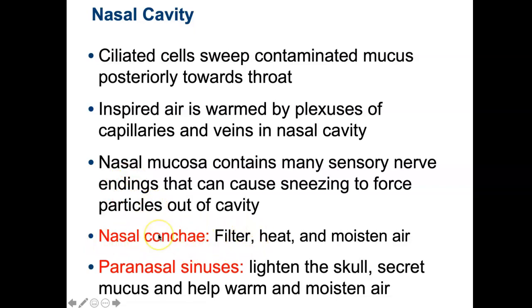The nasal conchae, those are the bones. If you remember your superior, middle, and inferior nasal conchae bones from the skeletal chapter, those are there for a reason. Those bumps in your nose are there to filter and heat and moisten the air before it hits your trachea and your lungs. We're not going to talk too much about the sinuses, but they're there to lighten the skull. If your sinuses were filled with bone, your face would be heavy and it would be hanging down a little bit more.